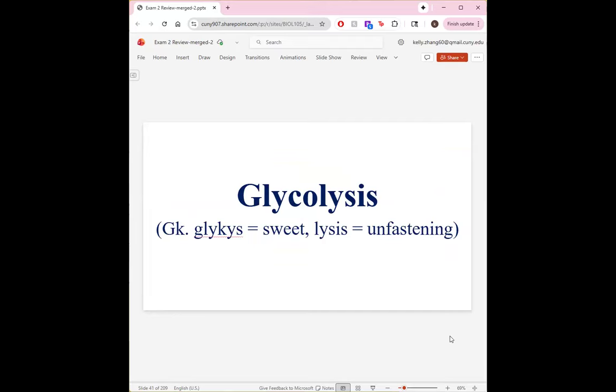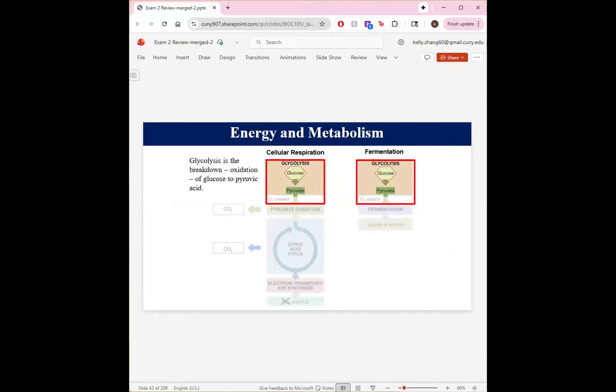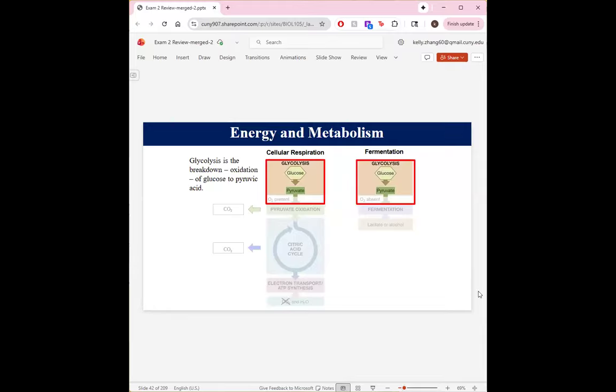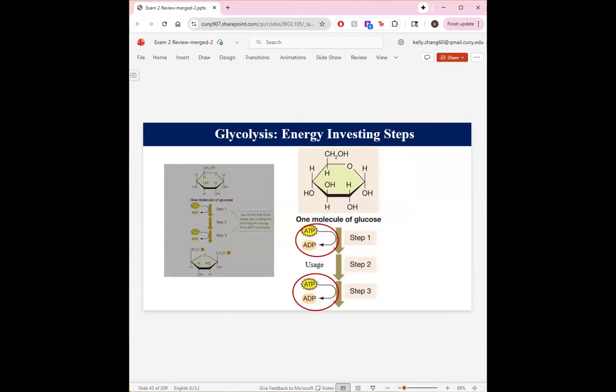Now glycolysis, just the meaning. Again, glycolysis is an enzymatic breakdown of glucose to produce pyruvic acid. It begins with glucose breakdown, and it's the first step of cellular respiration, which we're now going to go into. Okay, so the first step in glycolysis is one molecule of glucose. ATP loses a phosphate to turn into ADP, which then produces 3 molecules of G3P, which normally also creates glycerol.